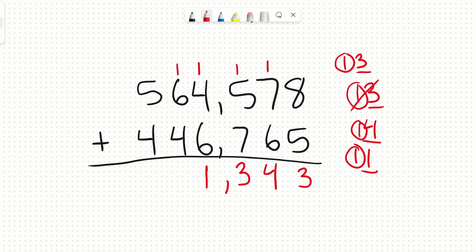6 plus 4 is going to be 10. But with the regrouped 1, it's going to be 11. Follow the same steps. Bring over the 1, underline the 1, bring it down. Move into the last place value. 5 plus 4 is 9, but with the regrouped 1, it's going to make it a 10. With it being the last place value, you are able to just bring that 10 straight down and no need to regroup.